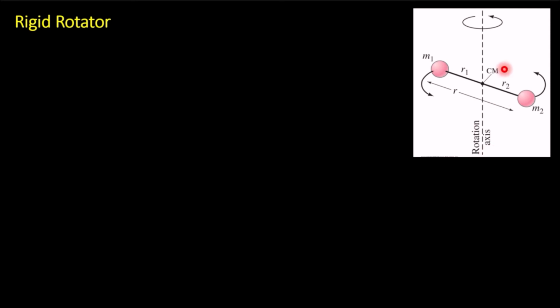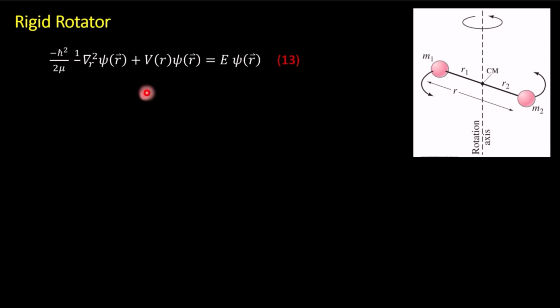Now let's consider the rotation of this system passing through the center of mass and perpendicular to the plane containing the two masses. We have just seen in the previous slide this equation that corresponds to the relative motion of two particles in a potential field. For free rotation, this potential V(r) can be taken as 0.